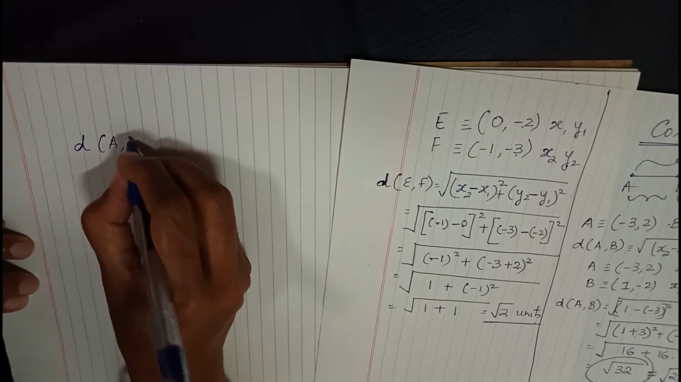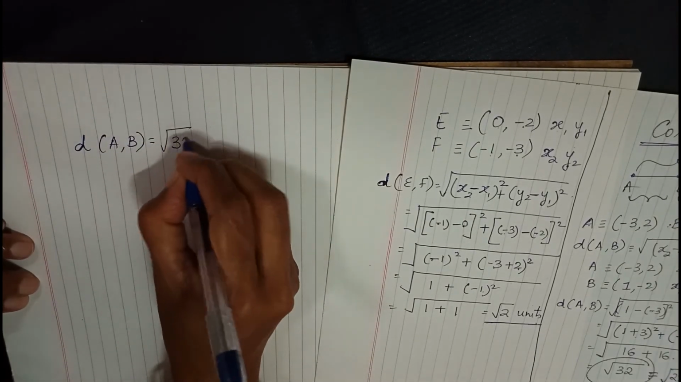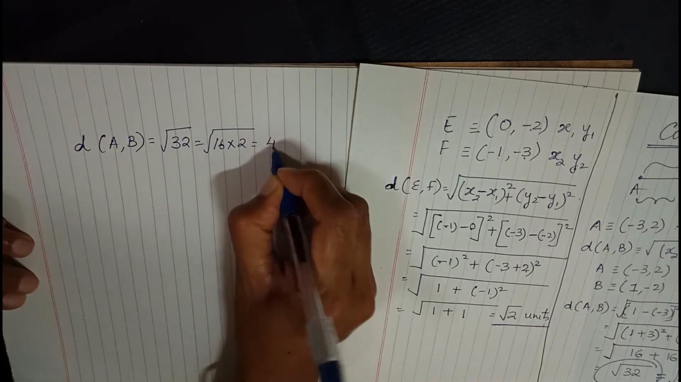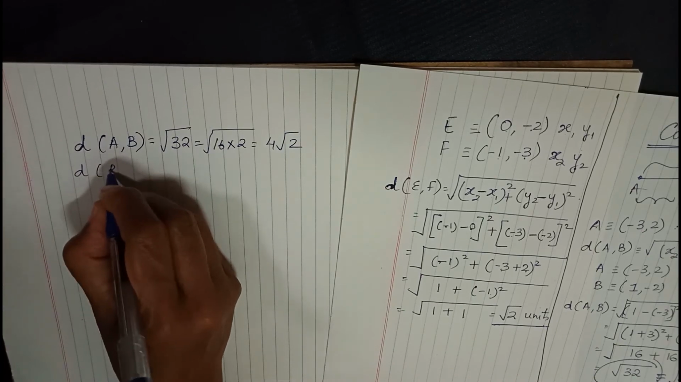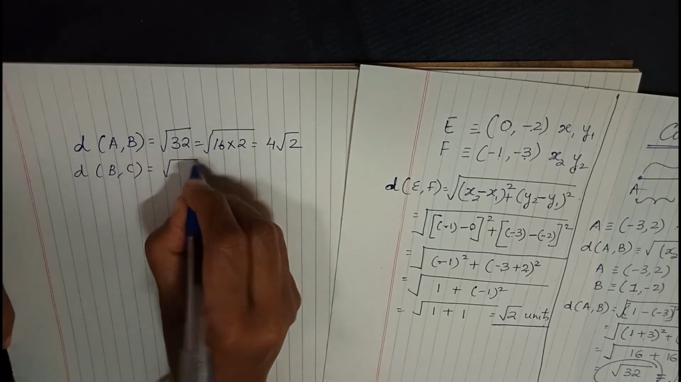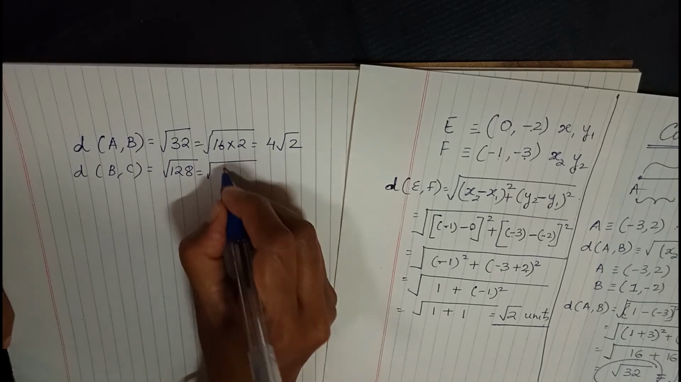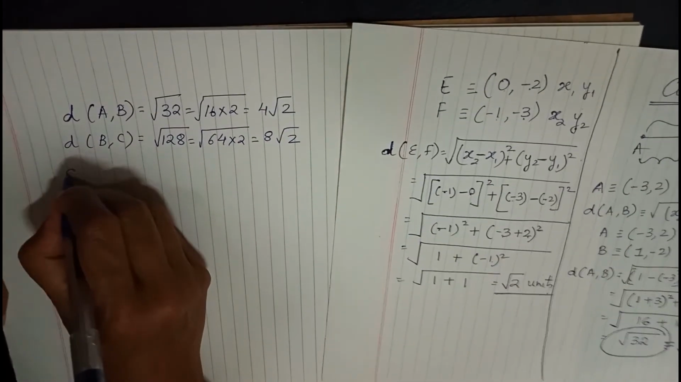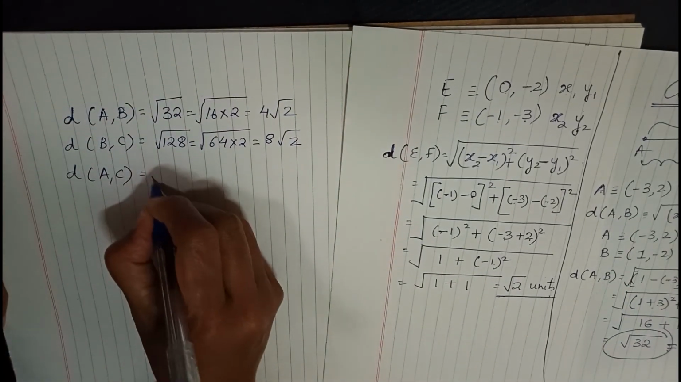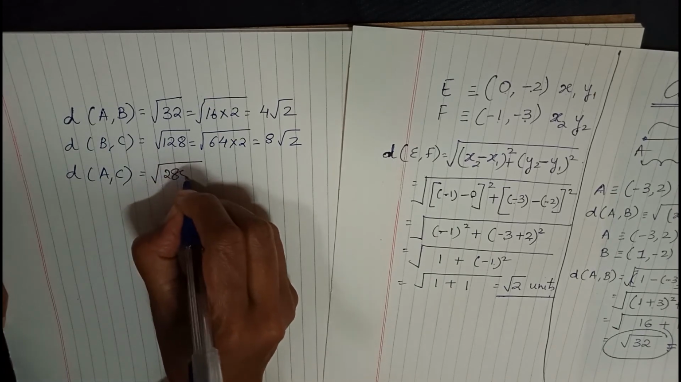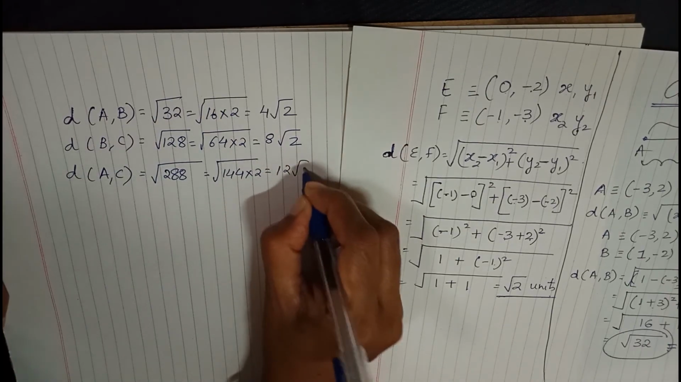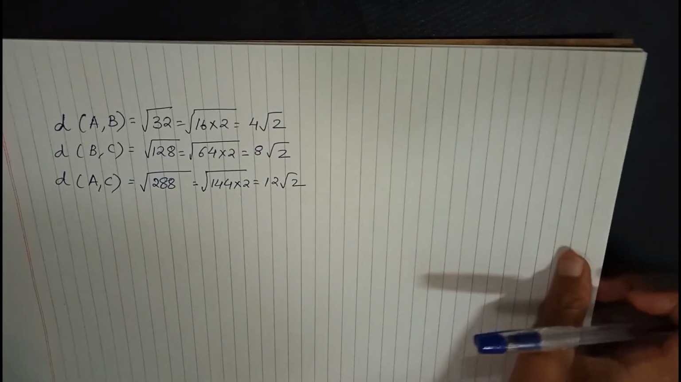together so I can explain now what we did, right? So let us say distance AB. I got it as root 32, and this root 32 I wrote as 16 into 2, which was 4 root 2. Then distance BC was root 128, which I wrote as 64 into 2, which was nothing but 8 root 2. And distance AC, I got it as root 288, which I wrote as 144 into 2, and I got it as 12 root 2. So now these are the three distances we have got.